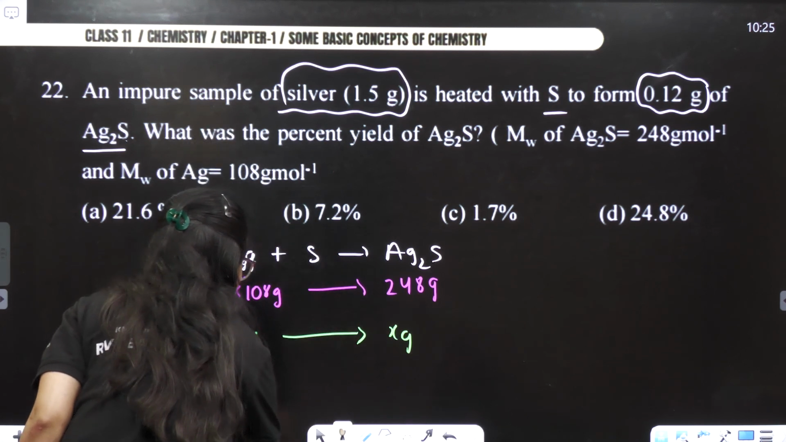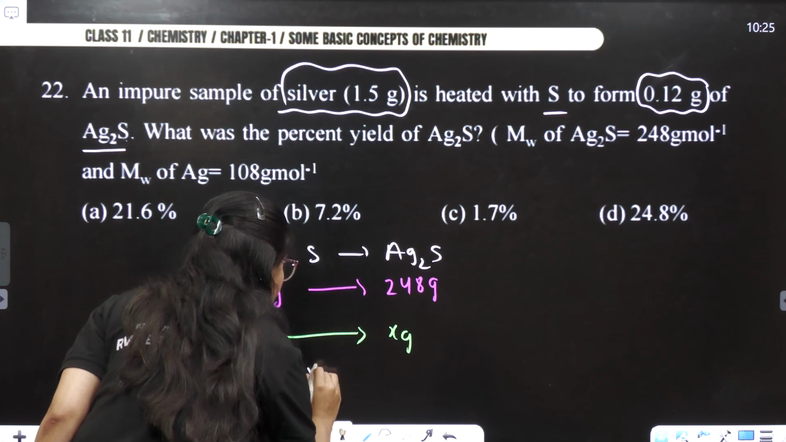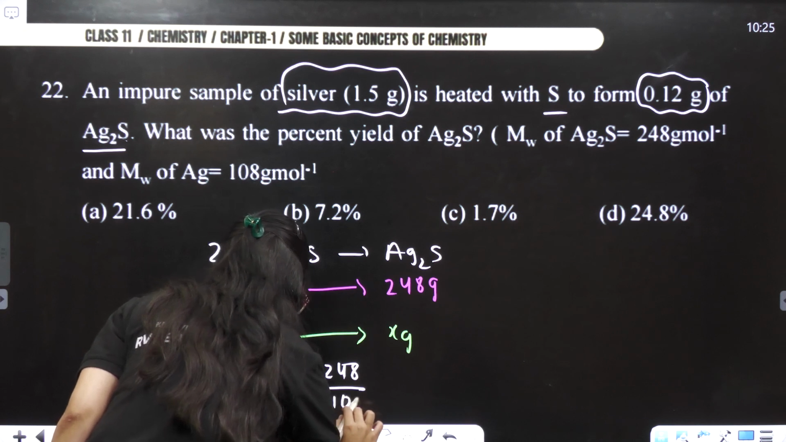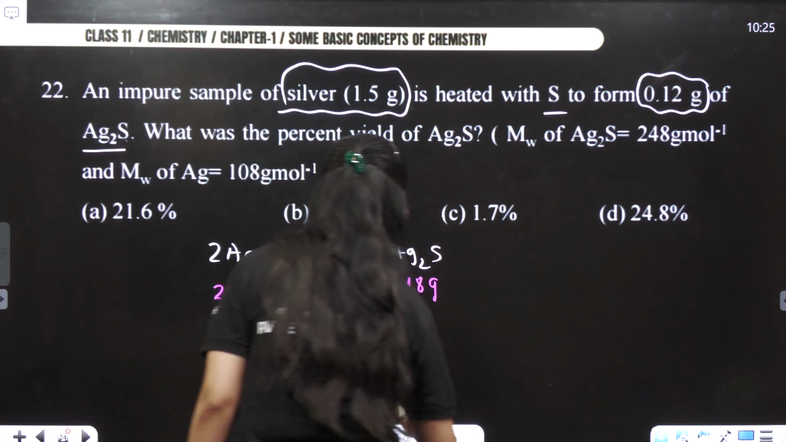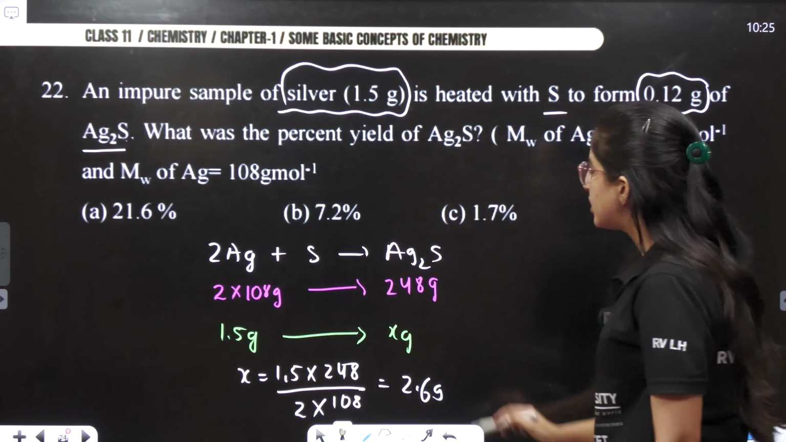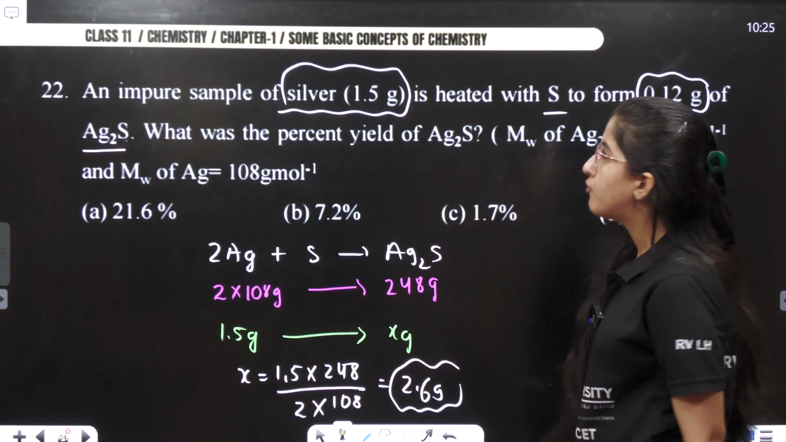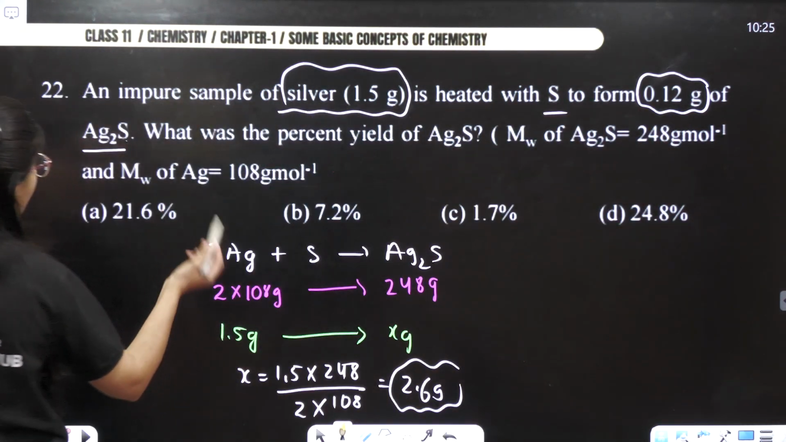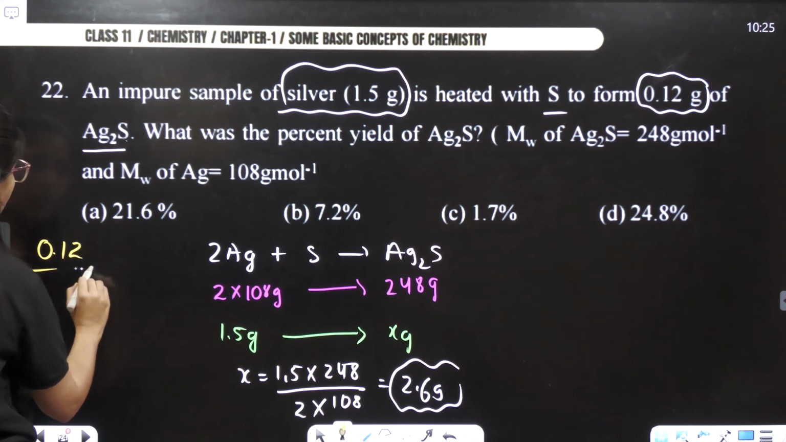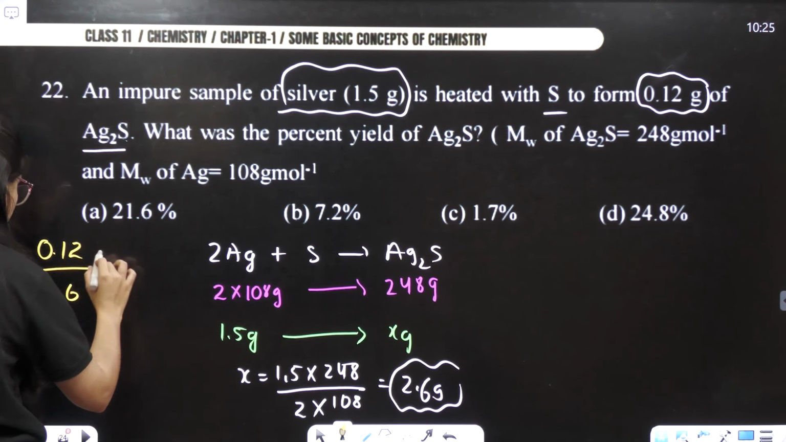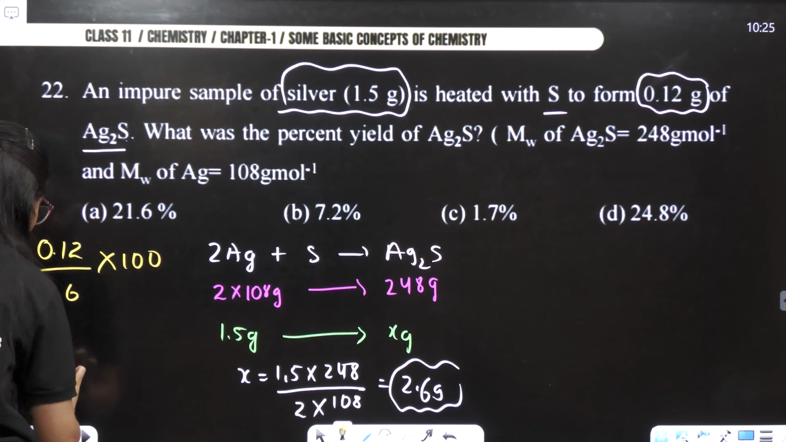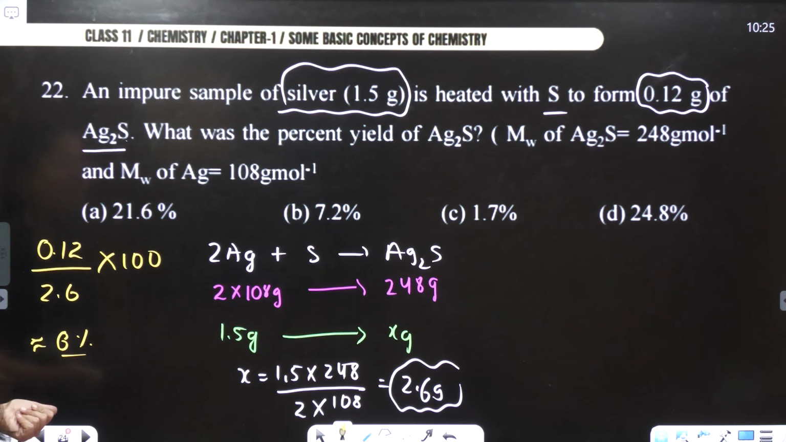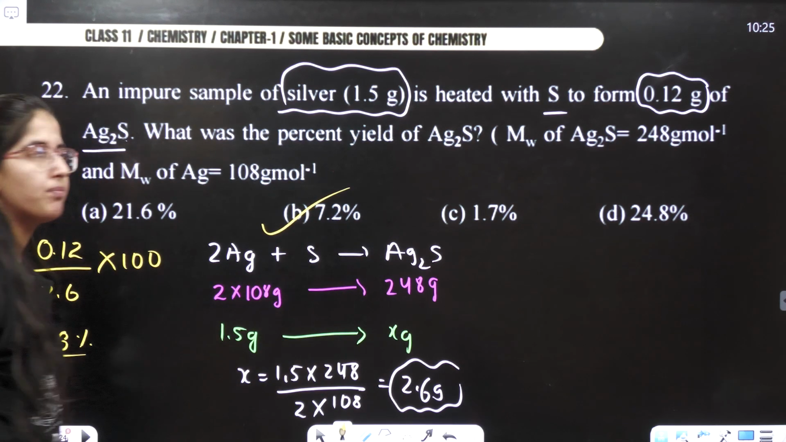So the mass of X will be equal to 1.5 into 248 divided by 2 into 108. So how much mass should you have got? 2.6 gram. This is the theoretical mass you should have got. Well, how much did you actually get? 0.12. So the percentage yield will be simply what you actually got divided by what you should have got, into 100. It will give you around 6%, the nearest value. That is option number B.